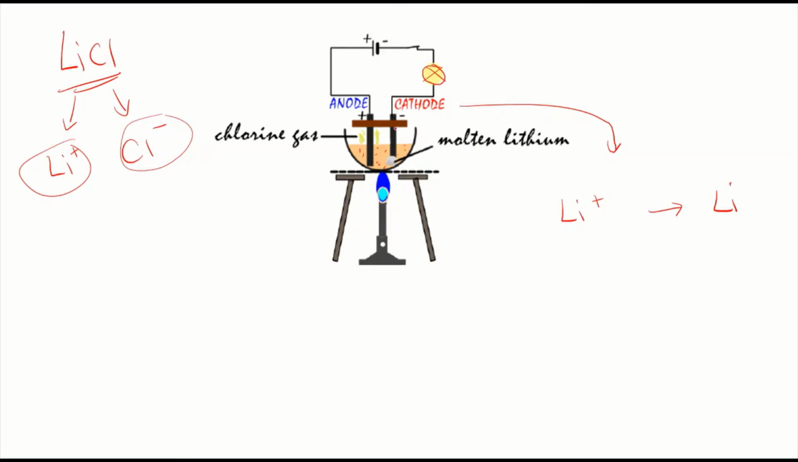Our negative electrode has lots of electrons. So the lithium ion is going to gain an electron to form lithium as an element. So remember, our ion goes to our element.